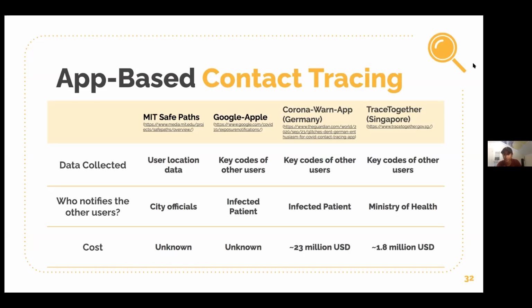And then TraceTogether in Singapore uses key codes as well. And you'll be notified by the Ministry of Health. This is estimated to cost about $1.8 million. So again, these apps are going to cost a lot of money to push out worldwide, which is another issue in and of itself.